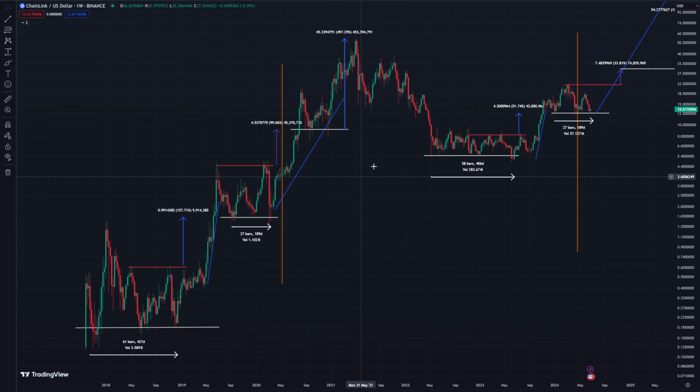And for those that are unsure, a 4-year cycle theory means that every halving, which roughly at the moment takes 4 years, we see similar movements happen within that time frame. We usually get a bull run, we usually get a bear run, and then we usually get a smaller bull run followed by a smaller bear run, and then that repeats itself.